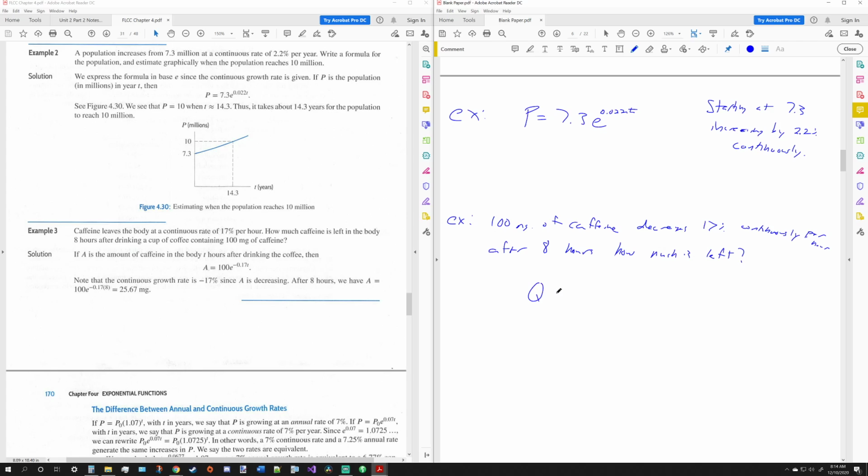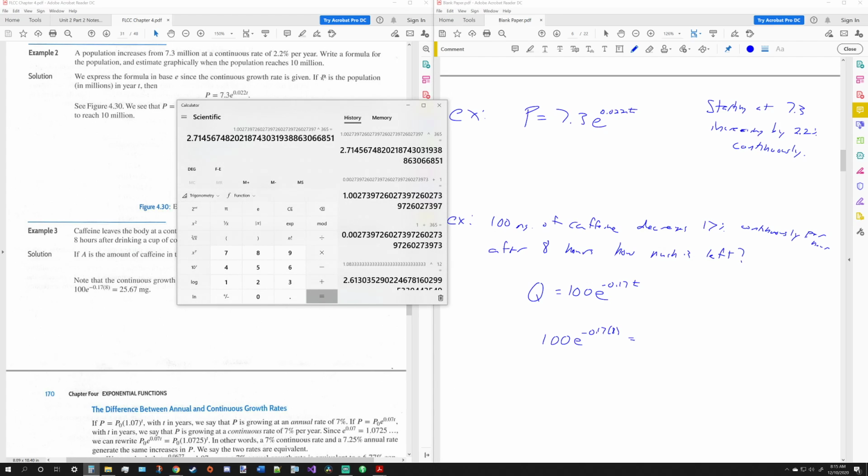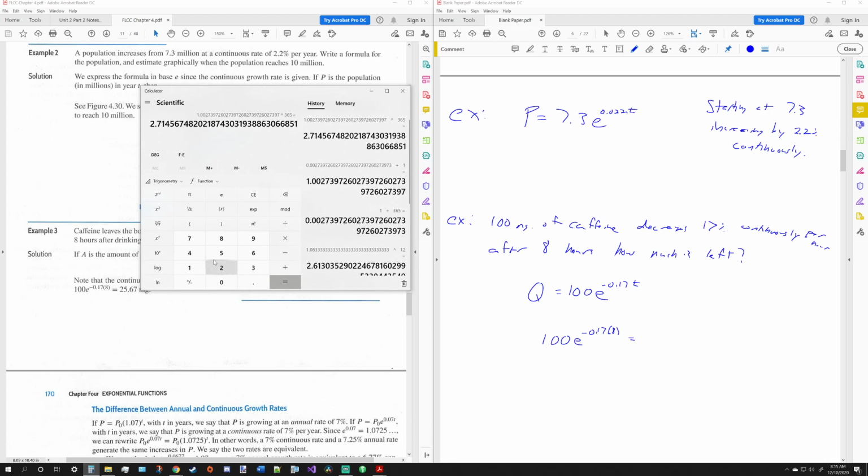So the quantity would be equal to 100 times E, and then a decrease of 17% for continuous means just put negative 0.17. And so we're just going to plug in 8 and figure out what that comes out to be. So I will do that in my calculator, and hopefully you guys are checking that as well to make sure I don't make any mistakes.